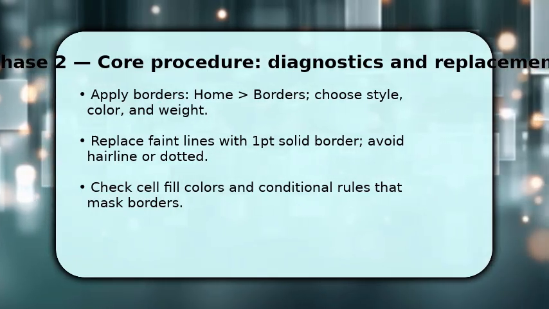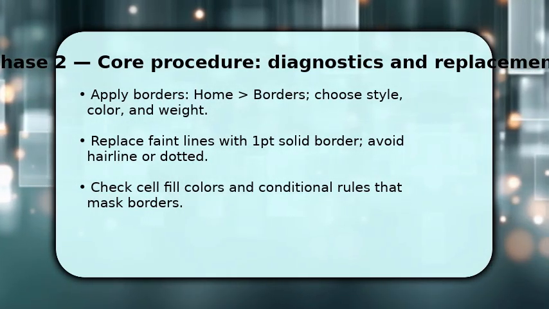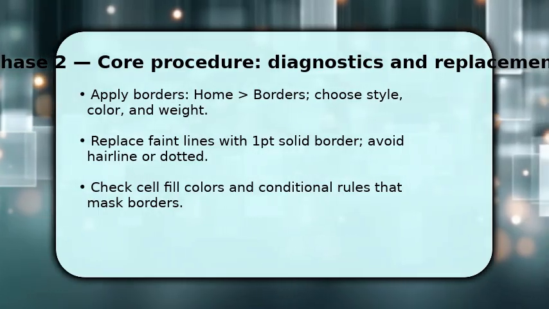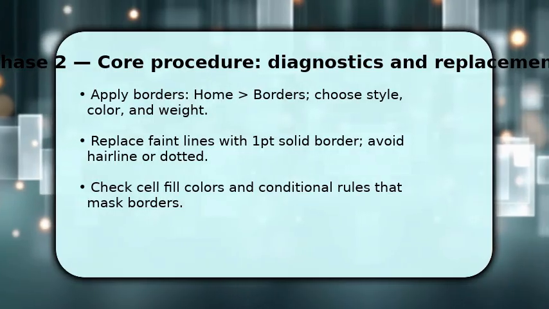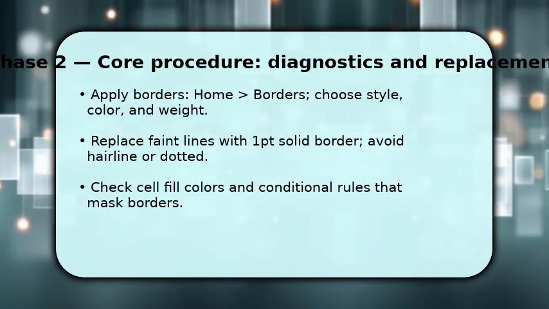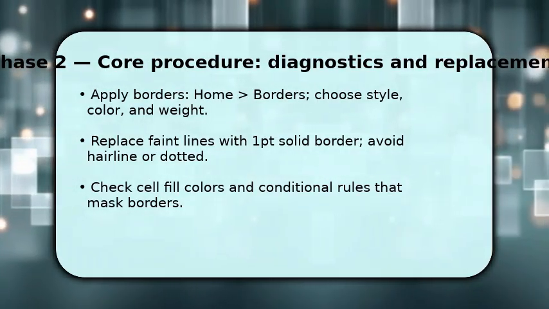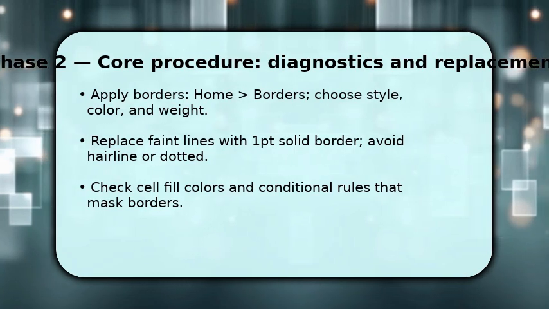Change border color to black or a high contrast color so lines remain visible over fills. Also, inspect any cell fill or conditional formatting rules. They can mask borders. Once these adjustments are applied, the sheet will show stable lines across views and outputs.